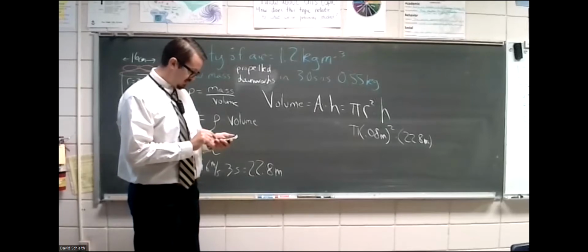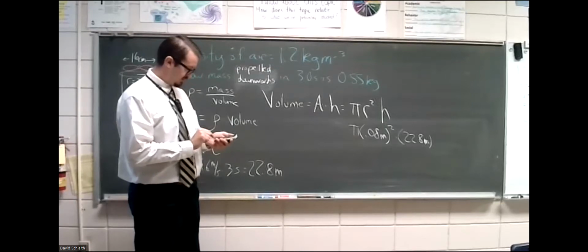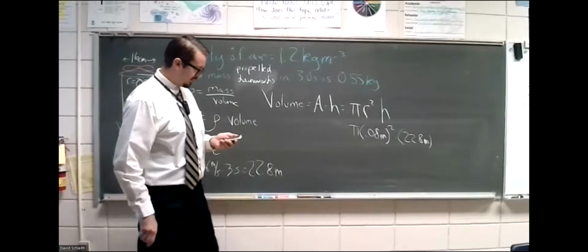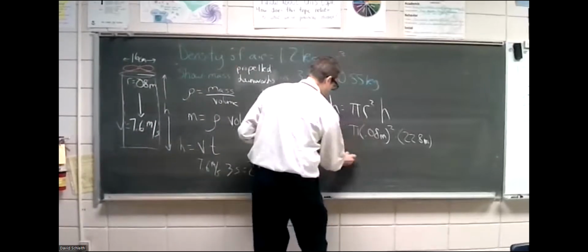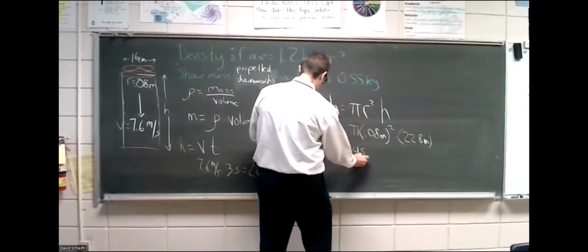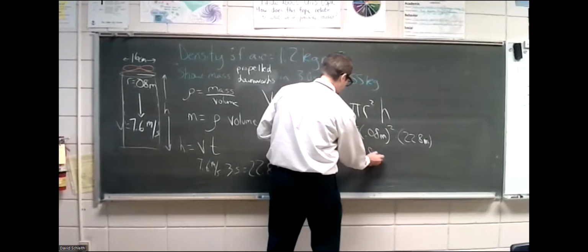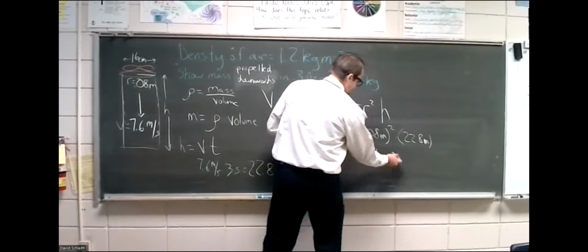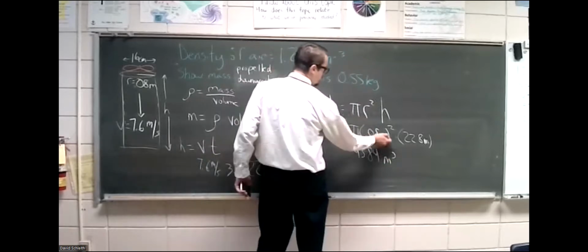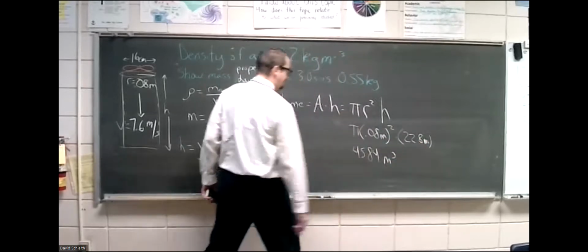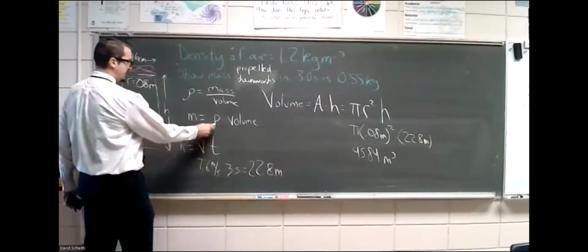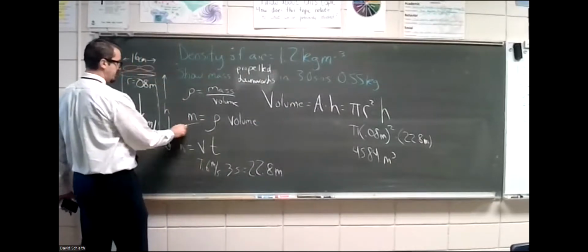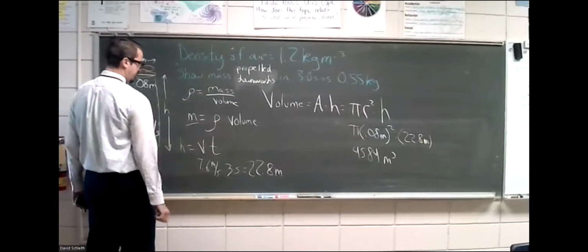So we've got pi times the radius squared times 22.8. All right, so we get 0.4584 meters cubed. That's the key, right? So meters squared times meters is meters cubed. So now I've got the volume. I've already outlined my path to the solution here, right? The mass is going to be the density times the volume, right?